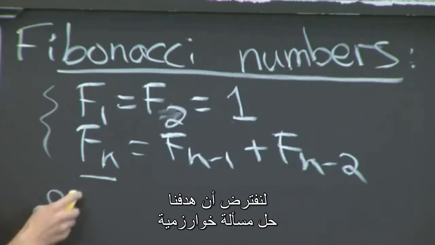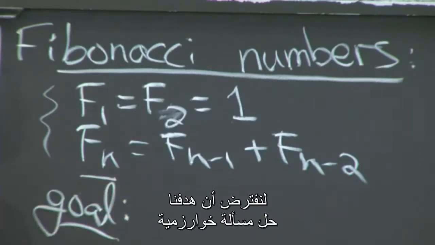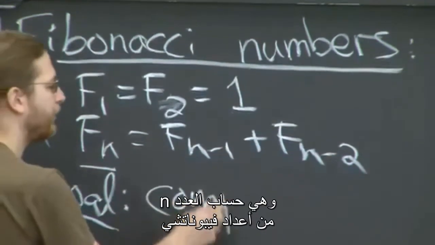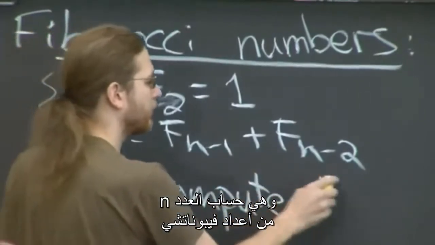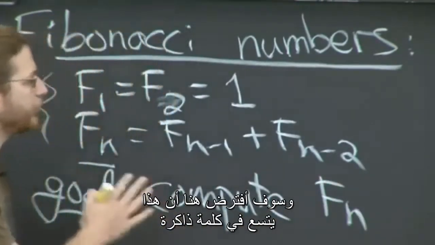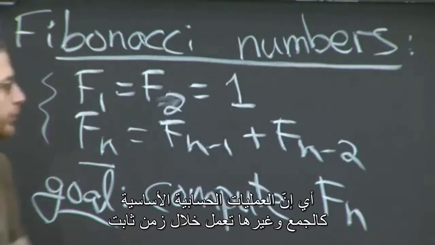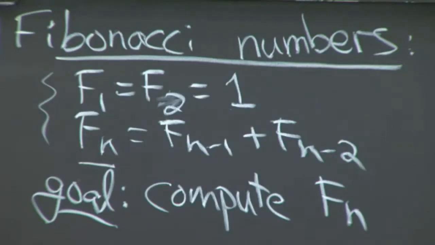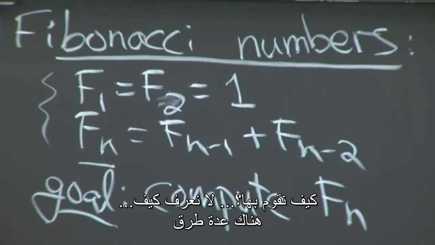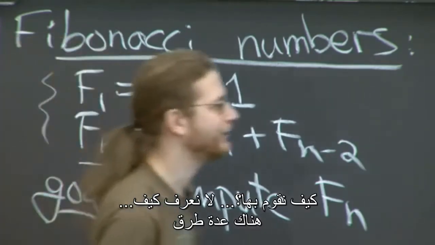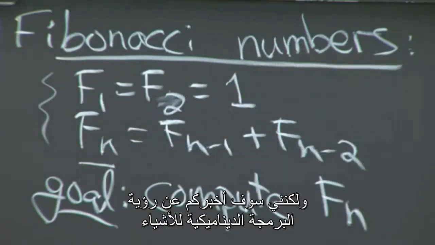So let's suppose our goal, an algorithmic problem, is compute the nth Fibonacci number. And I'm going to assume here that that fits in a word. And so basic arithmetic, addition, whatever, is constant time per operation. So how do we do it? You all know how to do it. There's many ways. But I'm going to give you the dynamic programming perspective on things.